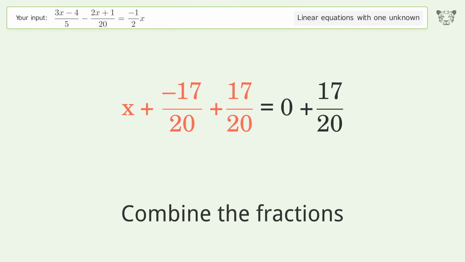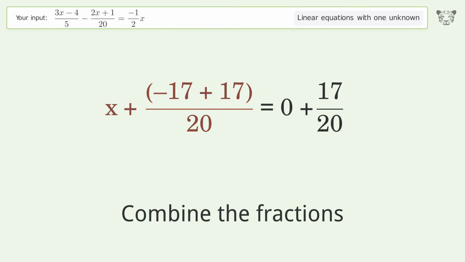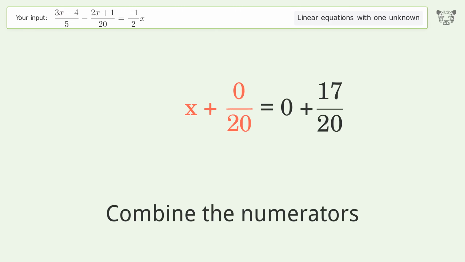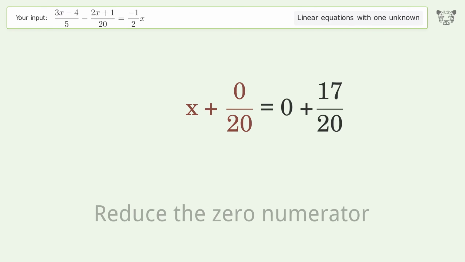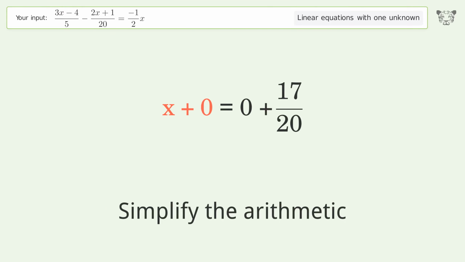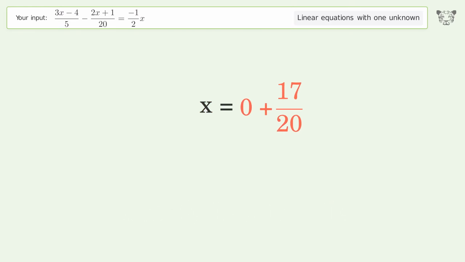Combine the fractions. Combine the numerators. Reduce the zero numerator. Simplify the arithmetic. And so the final result is x equals 17/20.